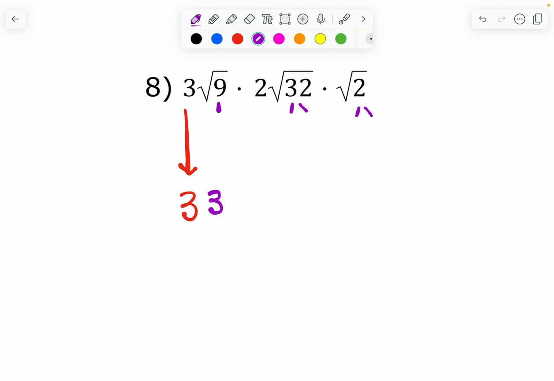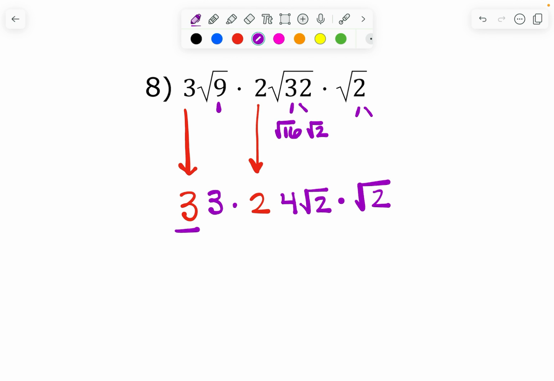We're going to bring our multiplication sign down. That 2 is out front. I can carry that beast down. Now let's do a 32. I know 32 is square root of 16, square root of 2. Square root of 16 is going to turn into a 4. Square root of 2 we're going to leave as square root of 2. Carry the multiplication sign down. Square root of 2 I can't touch, so I'm going to leave that as square root of 2.